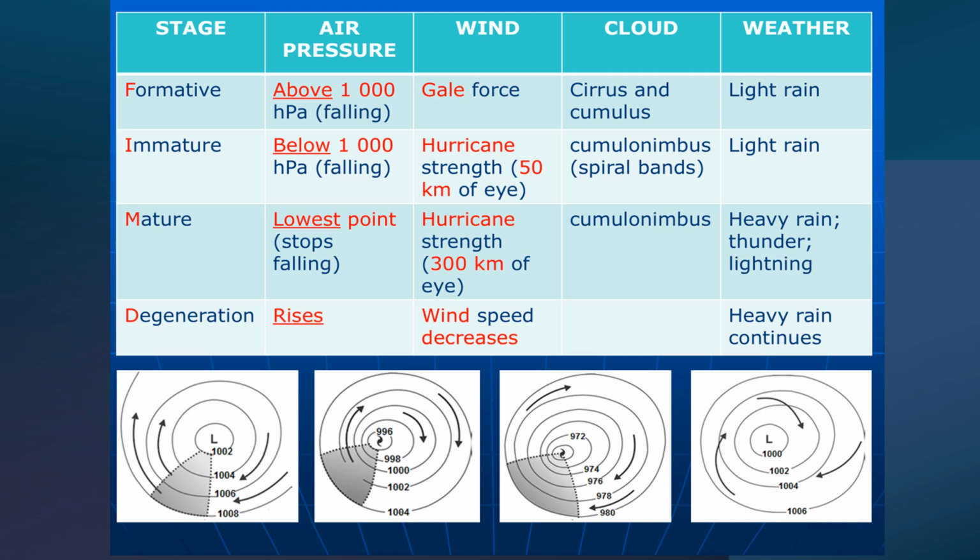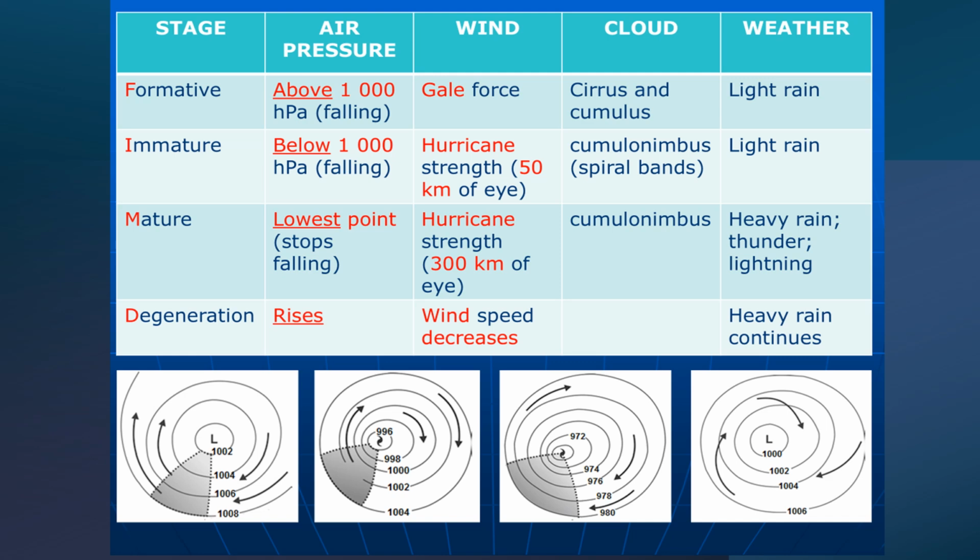In terms of the weather, in the formative stage, the rain is still light. In the immature stage, light rain. However, in the mature stage, your heaviest rain is experienced, and this is accompanied by thunder and lightning. And in the final stage, the heavy rain still continues.